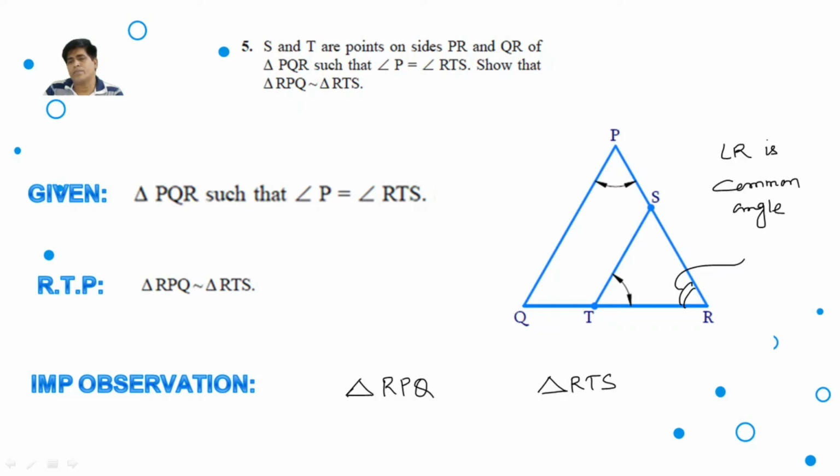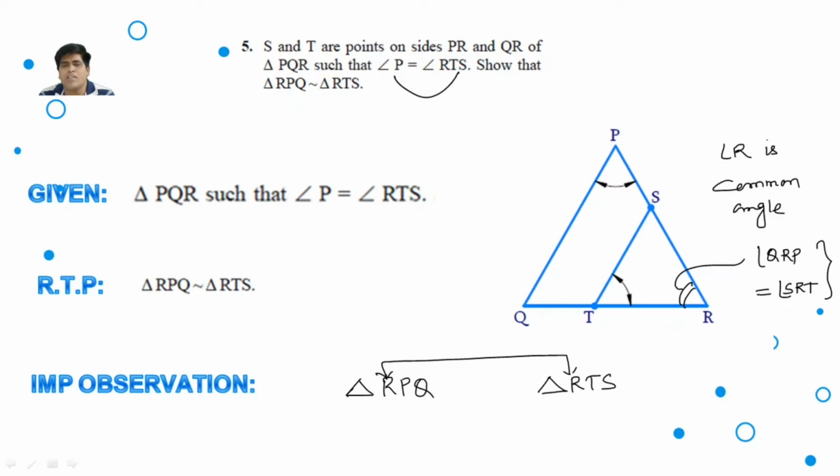That means angle QRP is the same as angle SRT. Look at and observe this: angle R is a common angle for both the triangles. We have to notice that angle R is common. So one angle is common, and already he has given in the data that angle P and angle RTS are equal.